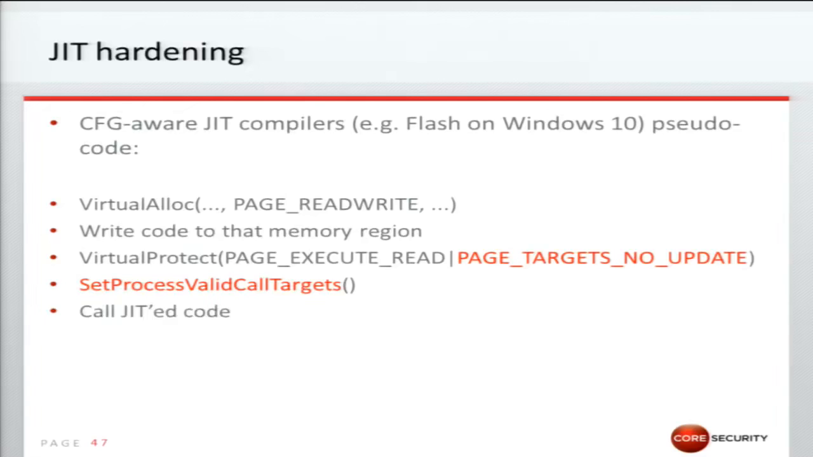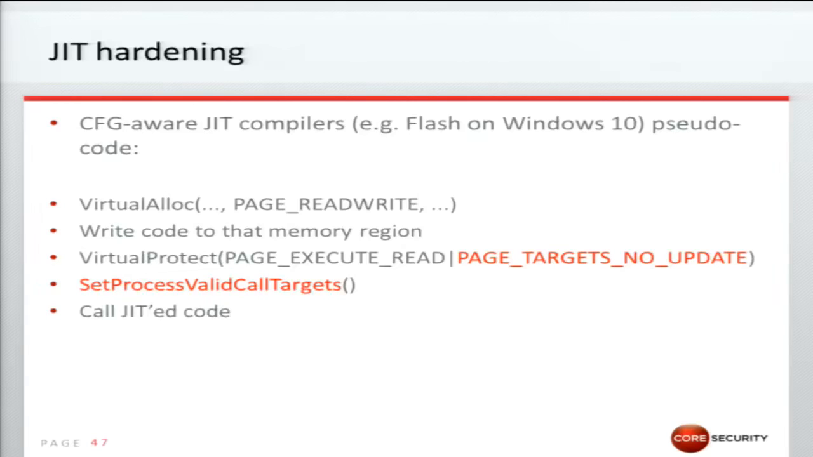And here comes the difference. The just-in-time compiler will call VirtualProtect with execute and read permissions, but also using the new flag, that is, PAGE_TARGETS_NO_UPDATE, highlighted in red. This way, they are giving the whole memory region execute and read permissions, but by using this new flag, they are avoiding that every location in that memory region is marked as valid.